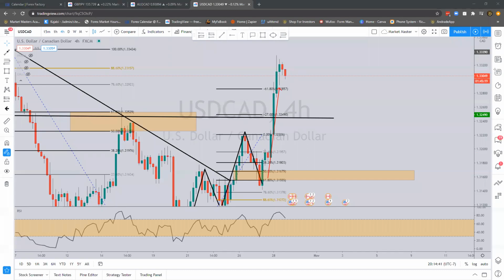Do you guys have any questions? Anything here? I see a couple questions. With TP2, would that be negative 27%? Yes, TP1 could be 0%, and then TP2 negative 27%. And then if you want a take profit 3, that would be negative 61.8.